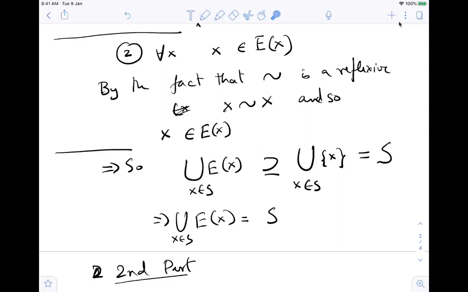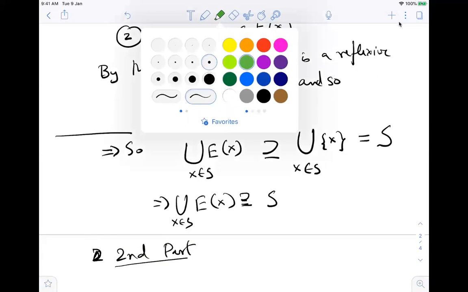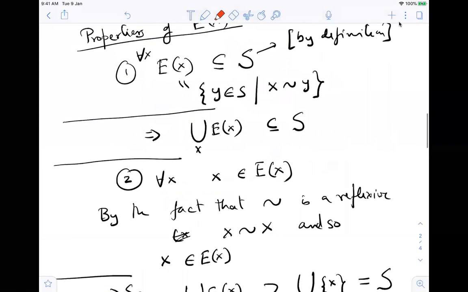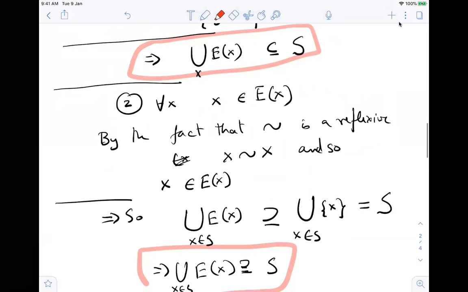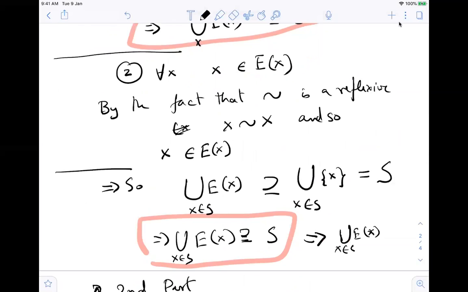So we have this is equal to S. So this is a subset of S. So maybe this is not how I should write it. This is less than or equal to S. And so I kind of jumped here, maybe that's what confused you. From this statement and from this statement, we can see that E of X equals X. Okay. So which implies from both these statements that the union over E of X, X in S, is equal to S.